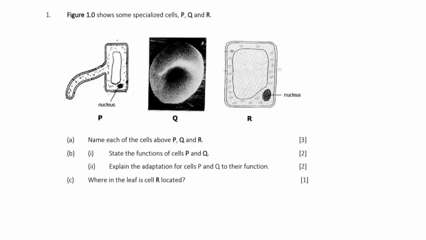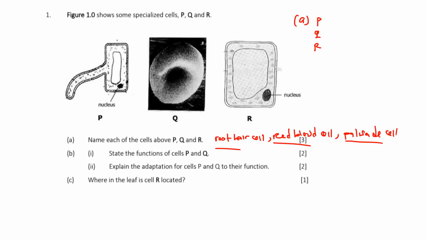Then figure 1.0 shows specialized cells P, Q, and R. So still on cell specialization. A. Name each of the cell P, Q, and R. This is easy. So this is question A. Now, you know some of you how you write? You write the name of a cell, P, let's say you say root hair cell, this is you writing answers, comma, red blood cell, comma, parasite cell. That is what you would write.